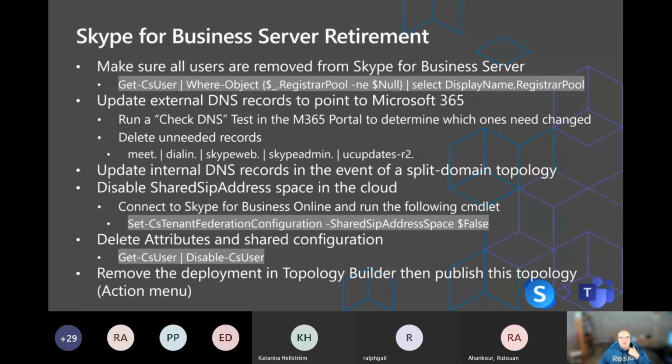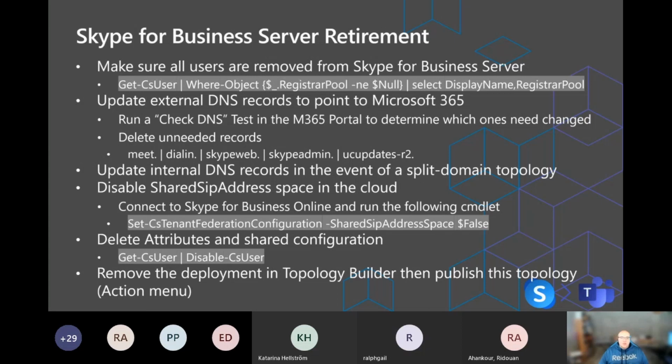You also want to make sure you update your internal DNS records in the event of a split domain topology. So if you have Microsoft.com as your internal domain and as your external domain, you want to make sure you remove all those references internally as well, because if you don't remove those internally, then anybody internally trying to get to those records is going to get the old server addresses.